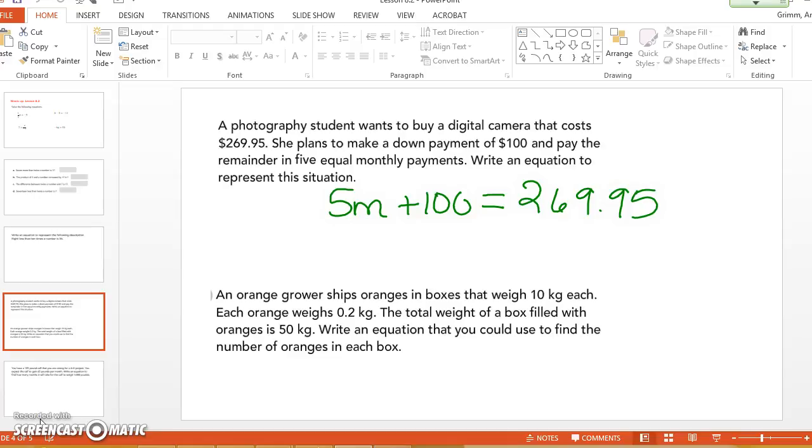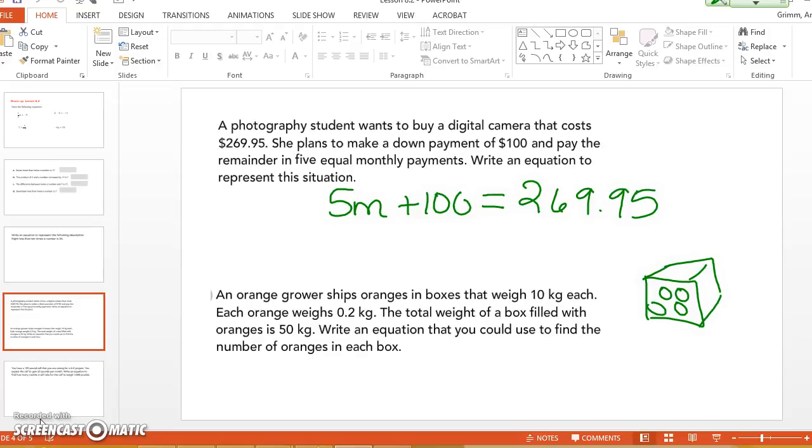Okay, so it says an orange grower ships oranges in a box. Okay? So imagine there's a box filled with oranges. Okay, so here's our box. It is filled with little oranges. That's beautiful. Okay? All right. So it says that the box weighs 10 kilograms. So just the box itself has a weight. Obviously, as I start to put oranges in them, each orange is going to weigh something. And they're saying each orange weighs approximately 0.2 kilograms.